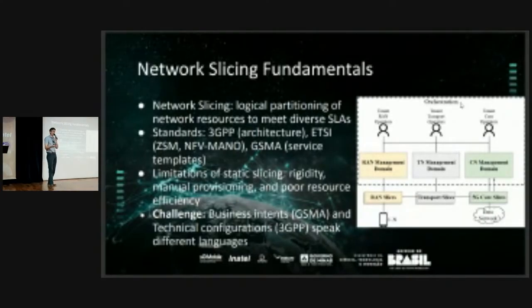Dynamic slicing is good, but it's not as a service. I manage more slices and manage more of my resources, scalability, but not orchestration. There are solutions considering the three domains. And we have a big challenge, for example, business intent, considering, for example, GSMA, and the technical configurations, considering the 3GPP, do not speak the same language. We need a translator for all the parts, for all the infrastructure, to have one integration platform.